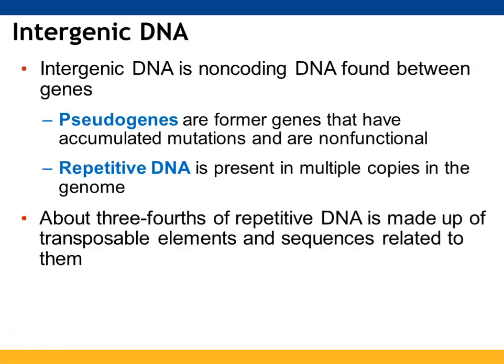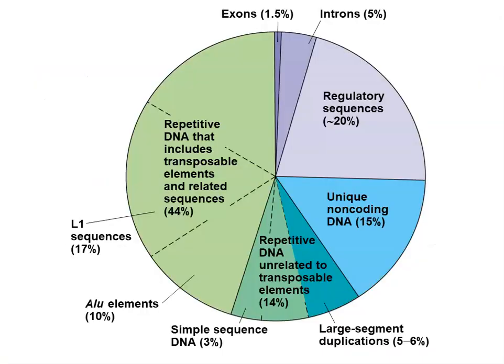Intergenic DNA is this non-coding DNA found between genes. Pseudogenes are genes that have mutations and as a result are now non-functional. And repetitive DNA is present in multiple places within the genome. Three-fourths of this repetitive DNA is a result of transposable elements or sequences related to them. So that is a good chunk of it.